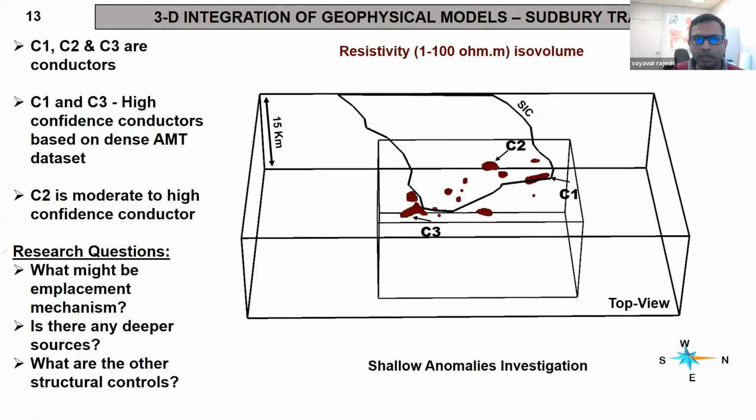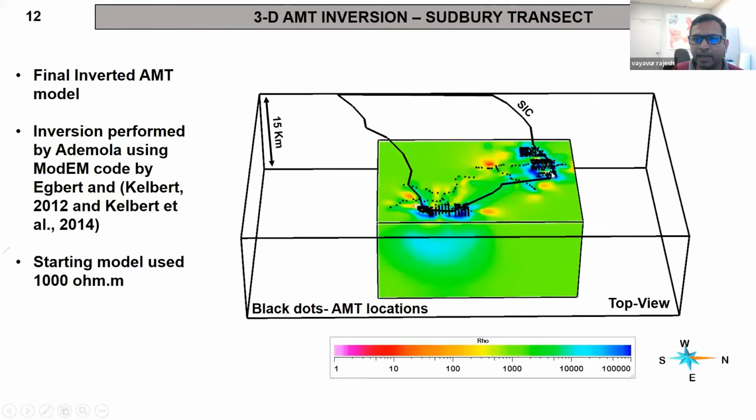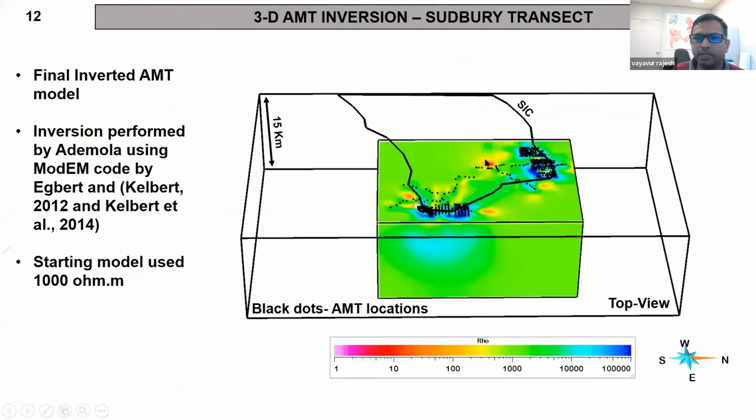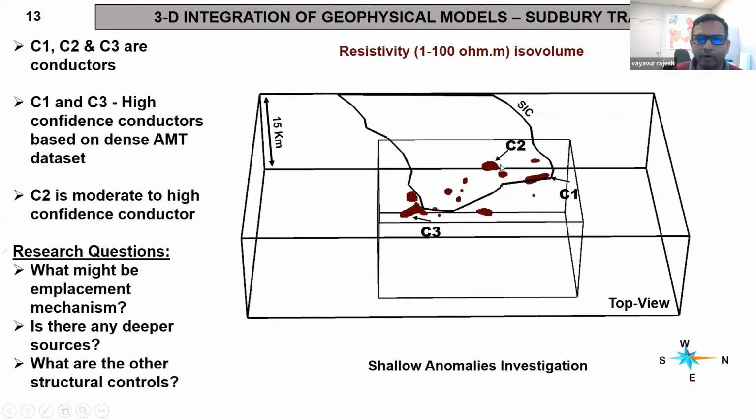Based on the high density of the data set, we can say C1 and C3 are high confidence conductors, and C2, since there is not enough data there, is moderate to high confidence. So what are the research questions for this study?